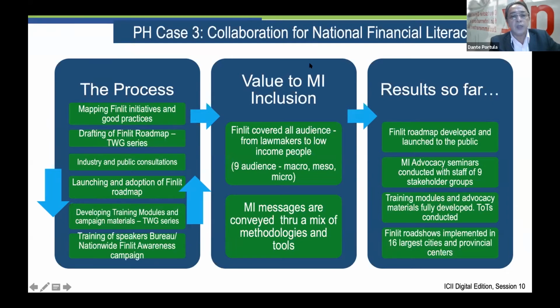So we did some mapping here of good practices. We also did it through the technical working group. We also had the consultation, and then before the adoption of the financial literacy roadmap, there was a mix of methodologies and tools that were used here, because there were 1.5 years of implementation of the roadmap. So a lot of communication tools were used.